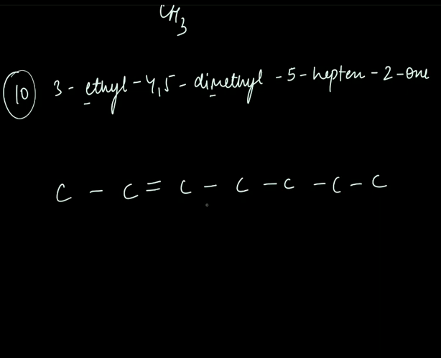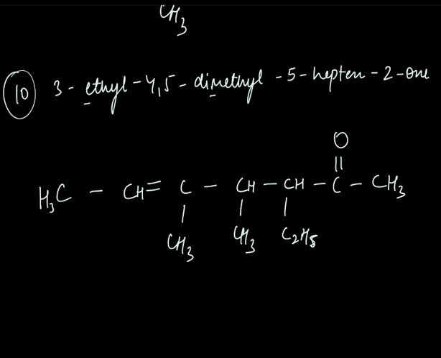Then they are saying at 4 and 5 you have methyl groups, so dimethyl, and then you have C2H5 on the third carbon, and then you have 2-one, the ketone comes in the middle, right? So this is done, the structure is done. It's all done. We can do one more.